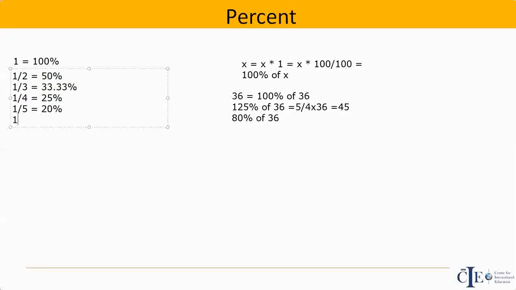1/6, on the other hand. You can say that 1/6 is actually half of 1/3, because 1 by 6 you can write as 1 by 2 into 1 by 3. Right? Which is half of 1/3.